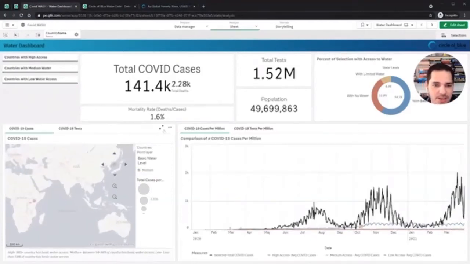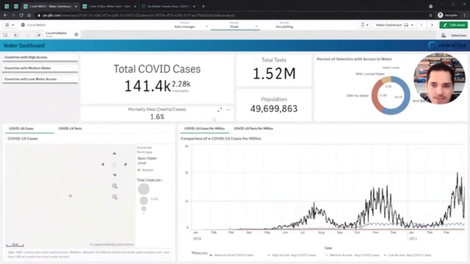And as I drill into Kenya, we can see their COVID cases, we can see the number of tests that they have, and for their population, how many people have no access to water. They're close to 33%, a third of people. Limited water, also 9%. So, upwards of 42% or so of the population has very limited access to water. And what we see on the chart is the cases for Kenya as they've grown over the course of the pandemic.